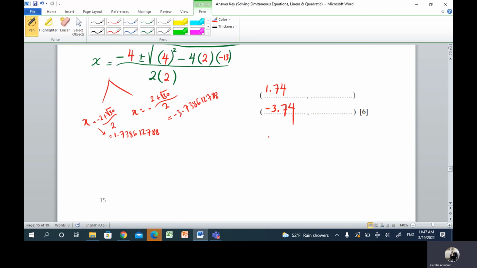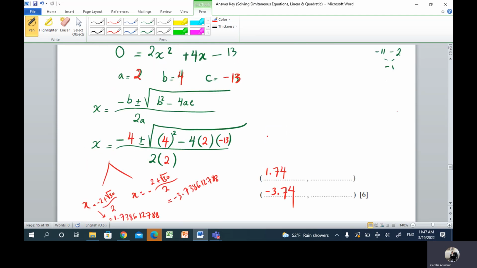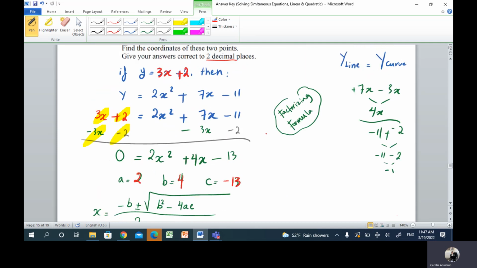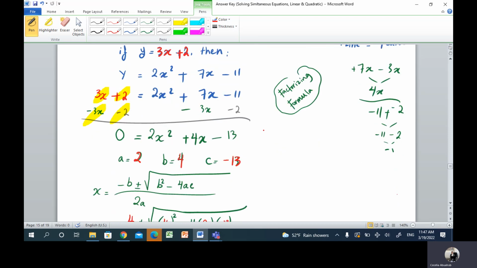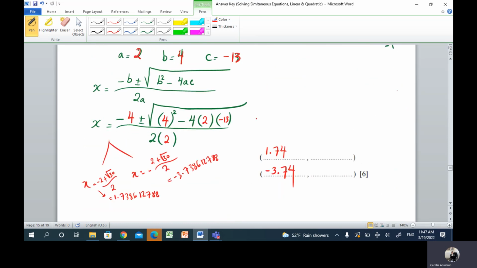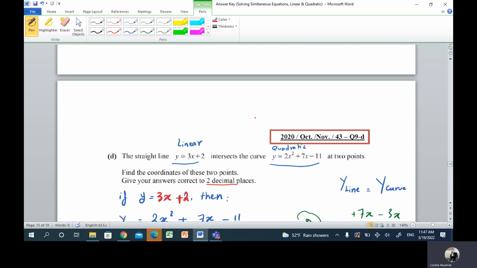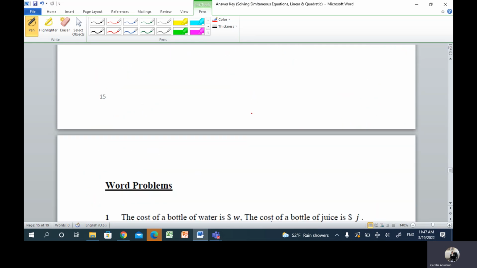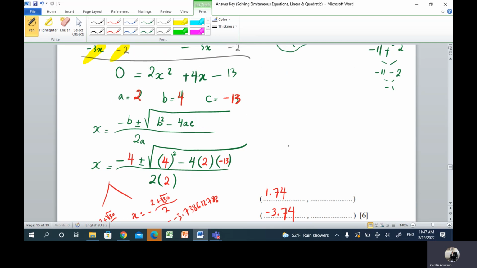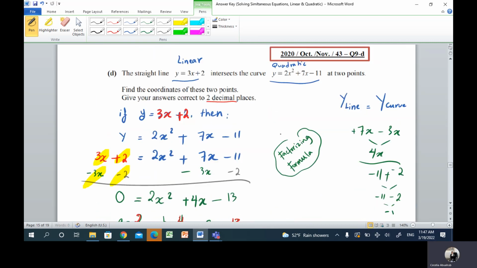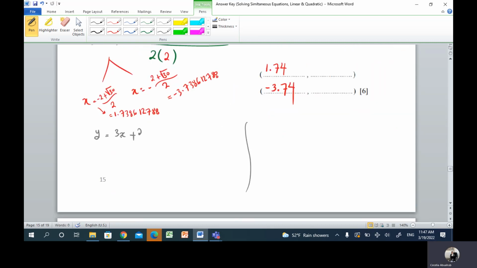Okay, now as we found the x, we can substitute them in any of the 2 equations to find the y. I'm going to use the linear. Y is equal to 3x. Again, please, I always forget. Y is equal to 3x plus 2. So I'm going to do the following. Y is equal to 3x plus 2. Let me check once again. Is it right? 3x plus 2. Yeah, that's right.